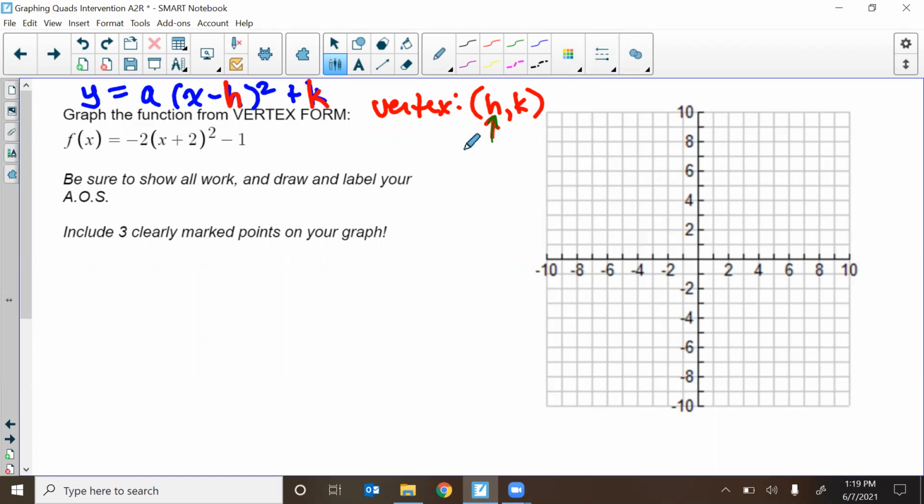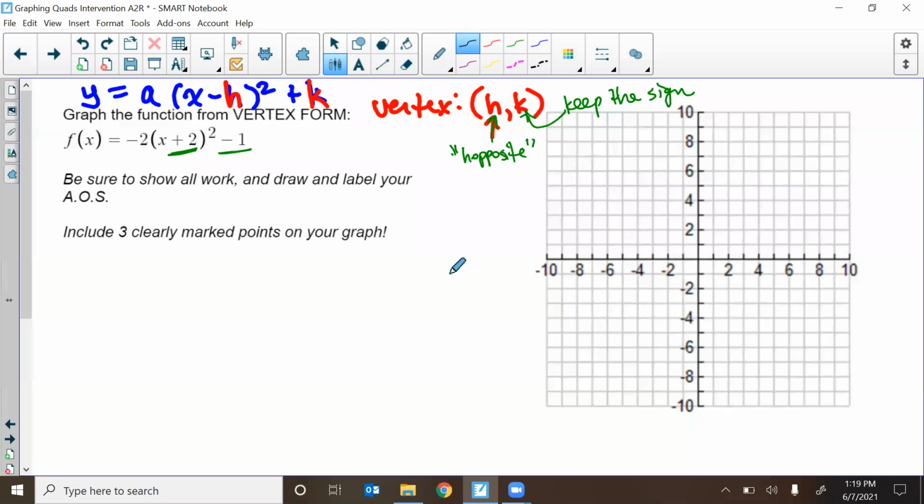The H is what I like to call the opposite because you're going to change the sign on that one. And the K, I like to say the K is for keep the sign. And so the vertex in vertex form is just staring right here at you, but you just have to be really careful with the sign. And then once again, the A value will tell you whether the parabola opens up or down.